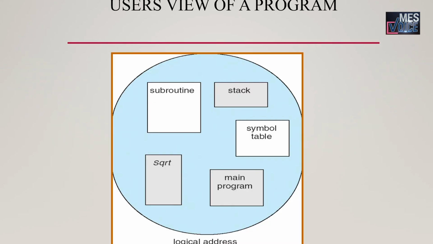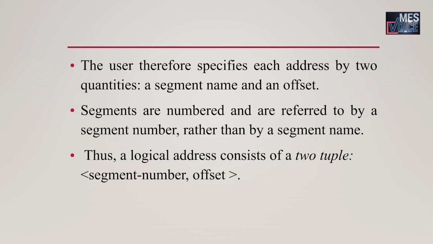So, this is the user view of a program. Here we can see the logical address that contains several functions like subroutines, then the square root function, then the main program, etc. So, this is the general view of a program. The user therefore specifies the address by two different quantities. One is called the segment name and the second one is an offset. The segments are numbered and are referred to by a segment number rather than by a segment name. Thus, a logical address consists of a two-tuple: segment number, offset.